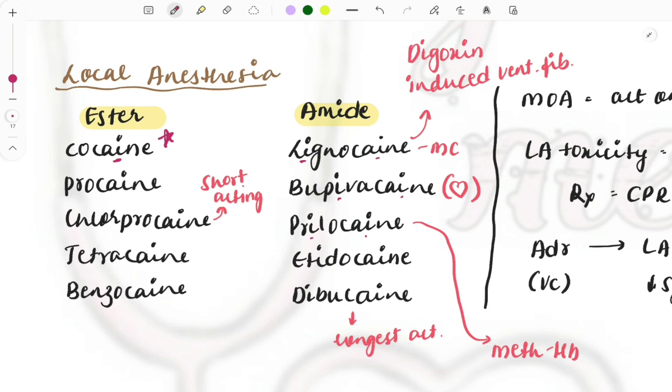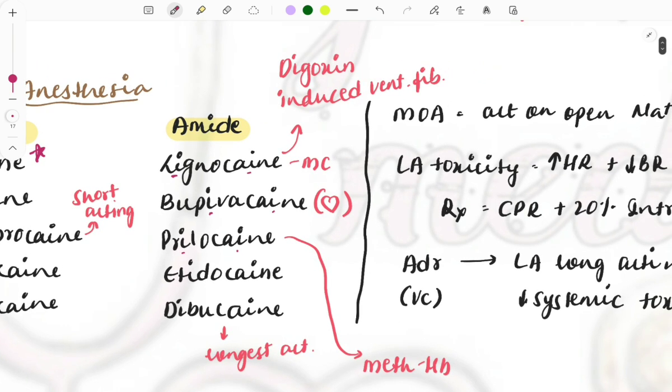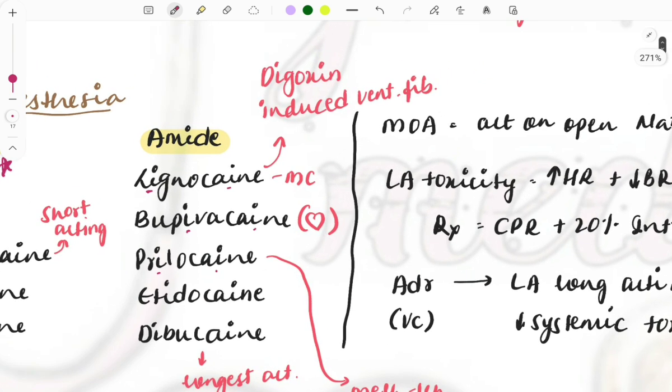Then chloroprocaine is the shortest acting local anesthetic, and the most common agent used is lignocaine, which is used in case of digoxin induced ventricular fibrillation, and also in post MI ventricular tachycardia. The drug used is lignocaine.